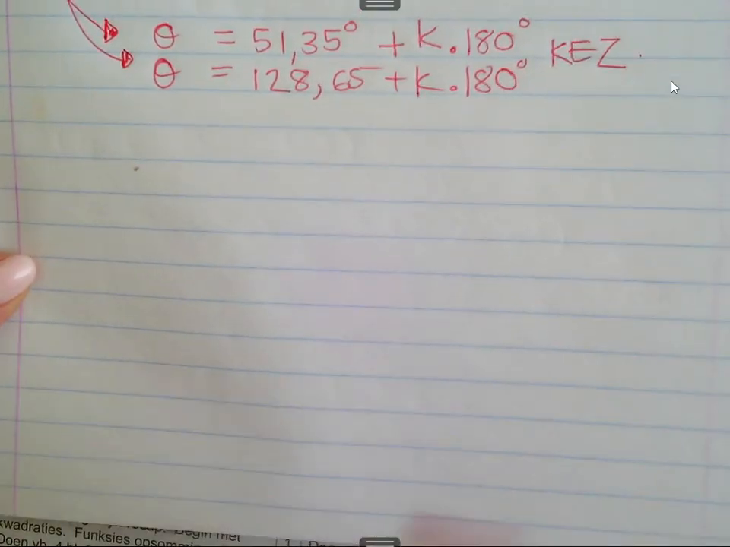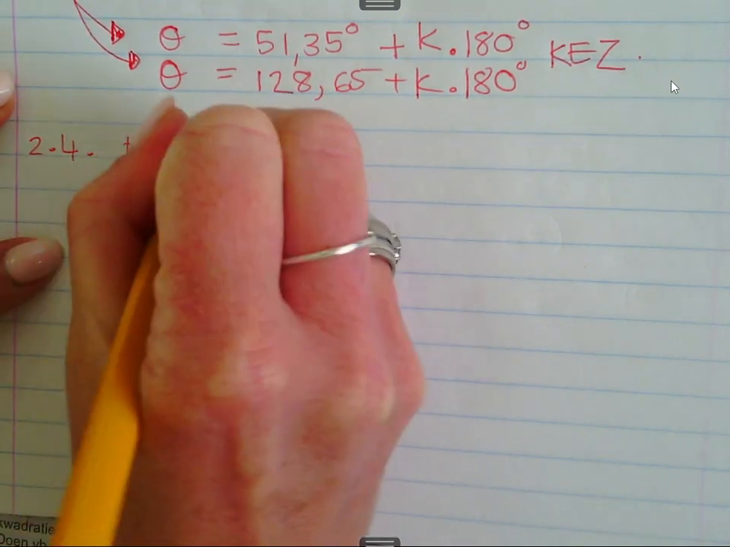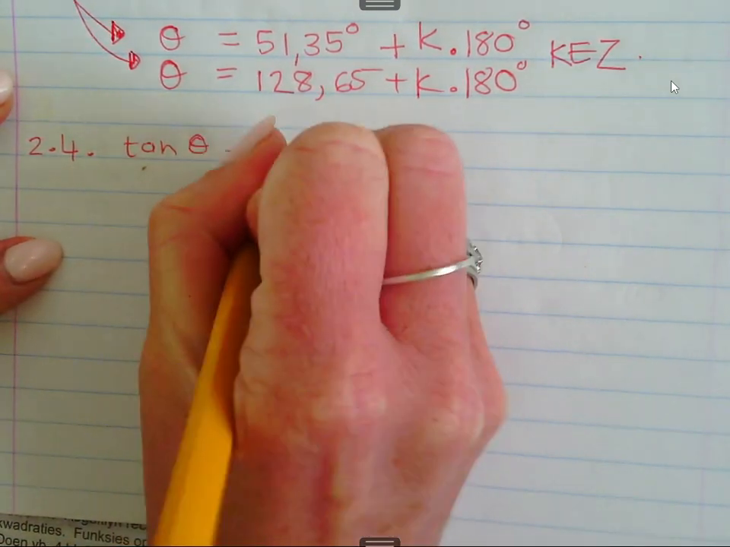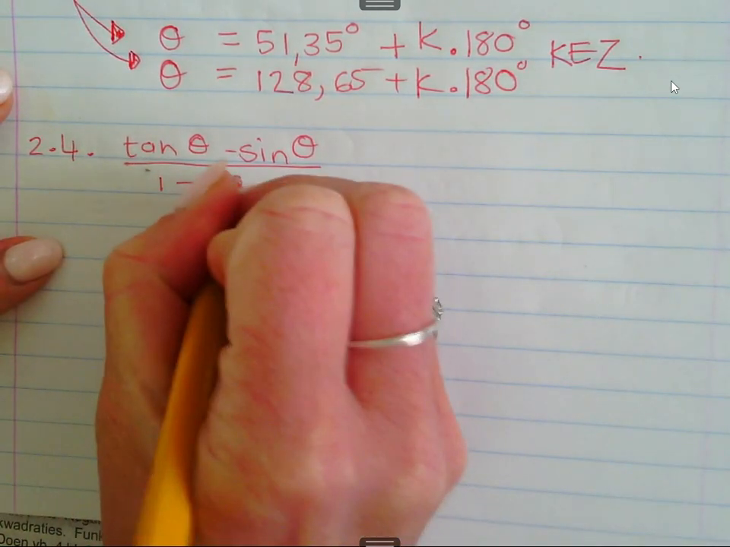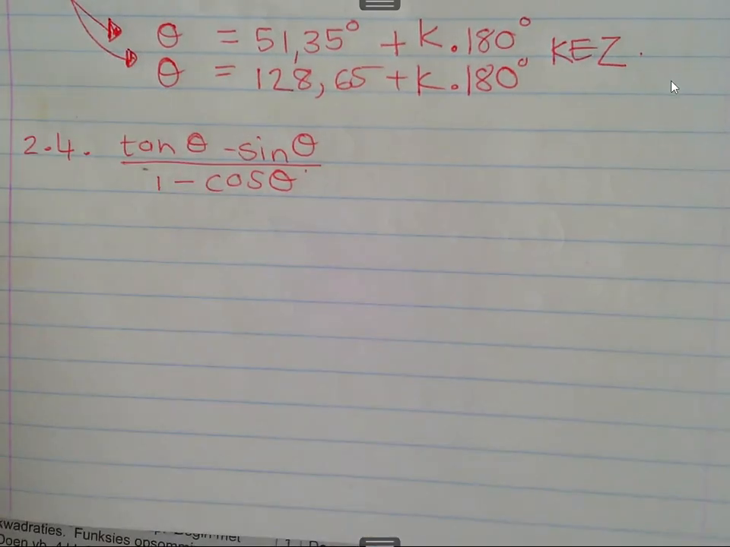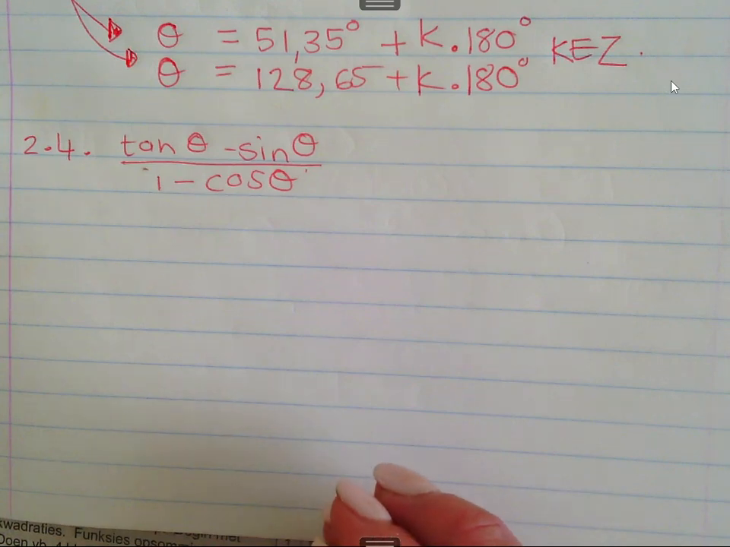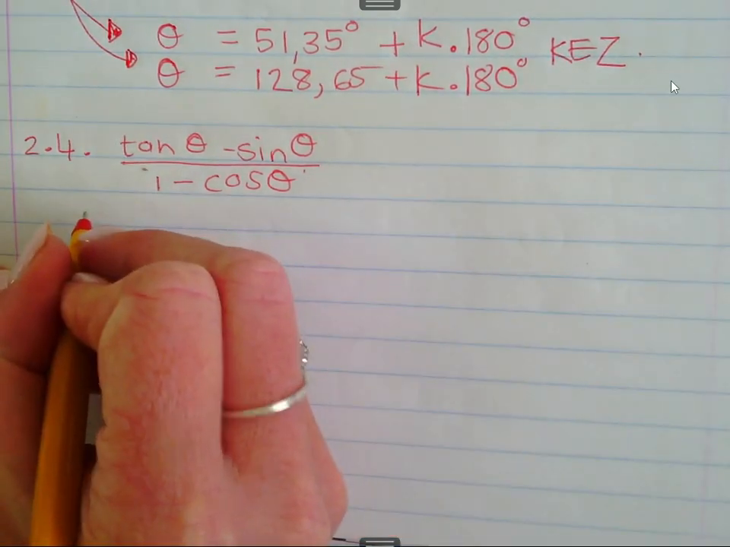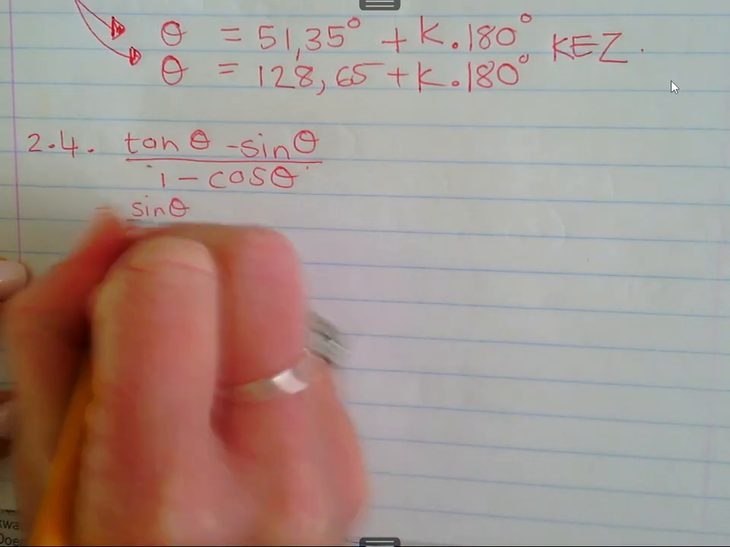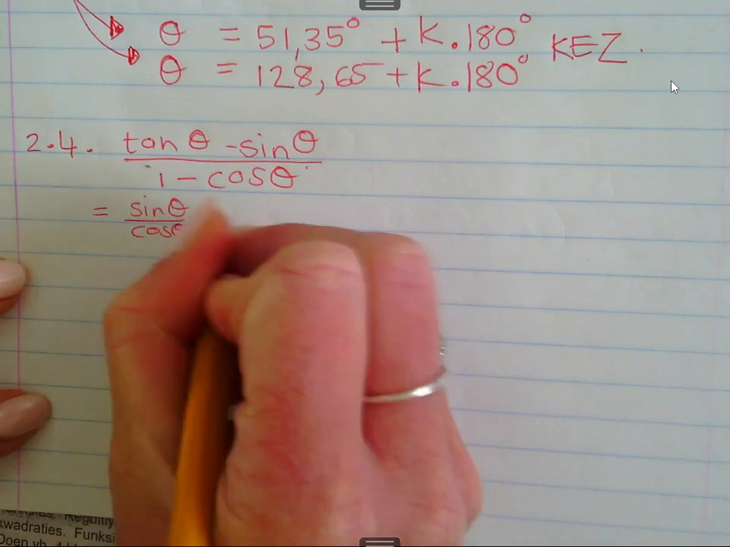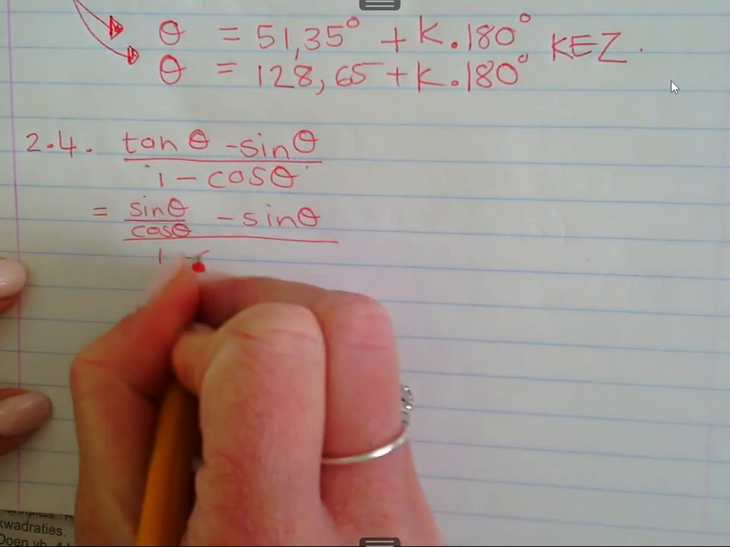Okay. The next one is the identity. 2.4. tan theta minus sin theta oor 1 minus cos theta. Ok, ek dink ons almal weet, en dink aan die eerste stap, om tan te verander na sin theta op cos theta minus sin theta gedeel deur 1 minus cos theta.